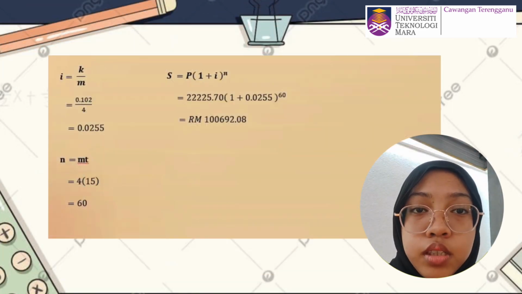Now for the i, we use r over m, so 0.102 over 4, and we get 0.0255. Next for the n, we use mt, so 4 multiplied by 15, and we get 60.